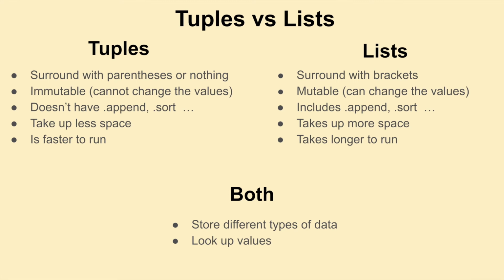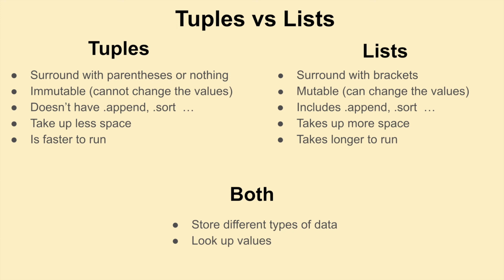Since tuples are immutable, you don't have attributes such as .append and .sort because you cannot change the order or add things to it, but you can for lists. Because tuples are immutable and don't have as many attributes, it takes up less space and is quicker to run the program. On the contrary, lists take up more space and it takes longer to run.